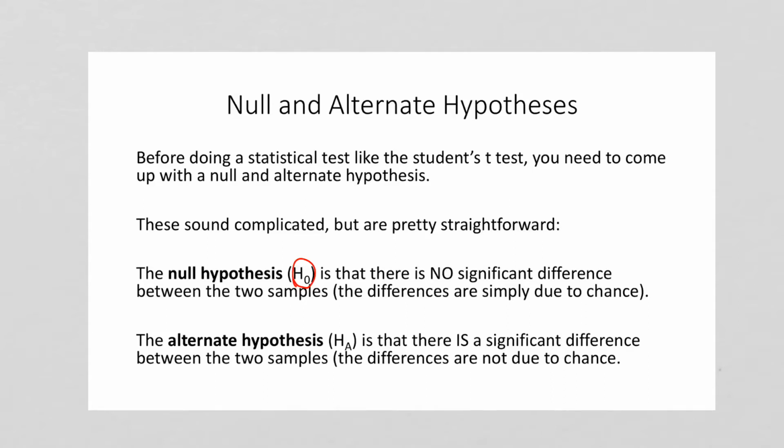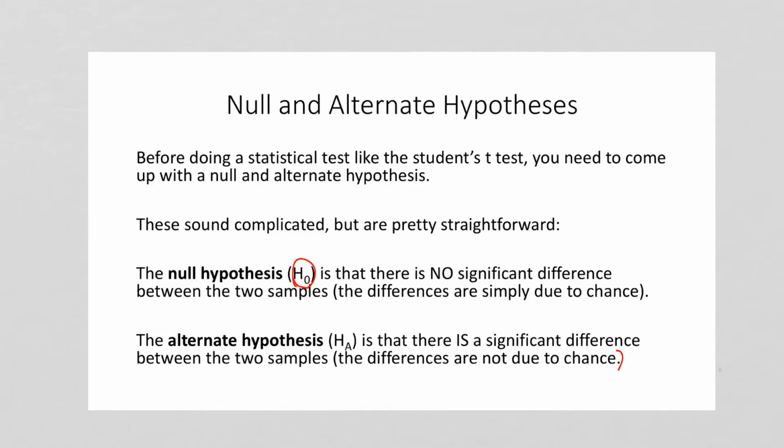You are always testing your null hypothesis, and at the end of the student's t-test, when we've done the calculations, we'll look at how that's done. If you're rejecting the null hypothesis, then you are accepting your alternate hypothesis, which will be that there is a statistically significant difference between the two groups. So the difference that you see in the mean is not simply due to chance. And I've missed a bracket there.